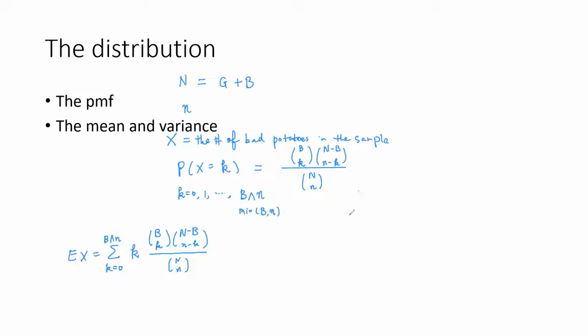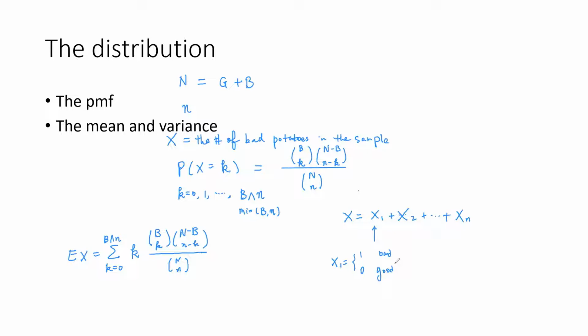I'm going to express X as the sum of little n random variables. X1 represents the first potato. If it's a bad potato, I'm going to just make it 1. So X1 equals 1 if the first potato is bad. Okay, I have a bad potato. And I defined it to be 0 if it's a good potato.